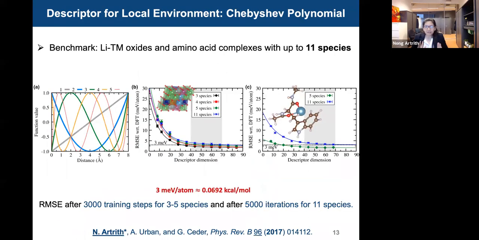Okay, and we also show this benchmark for a different type of structures and different type of chemical species. Like you can see here together with the Sader groups. So we test our descriptors, for example, in x-axis here, this is the number of dimensions. And this is the root mean square errors compared between the DFT and our neural network predictions. You can see that this is the crystal structures. And on the right-hand side, we also have a test with the amino acids complex, which is around 11 chemical species. So you can see that for all different chemical species the RMSE is really low, around 3 meV per atom.